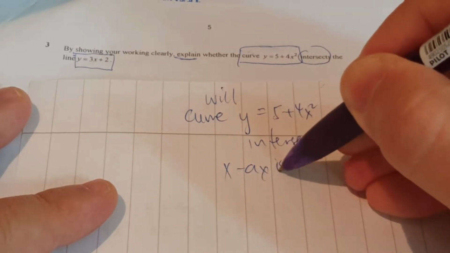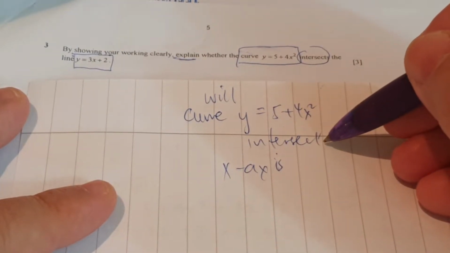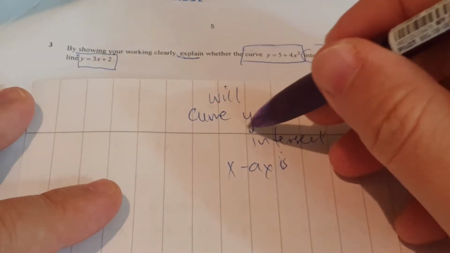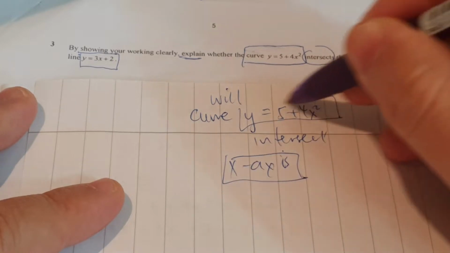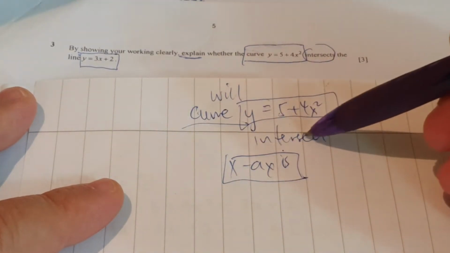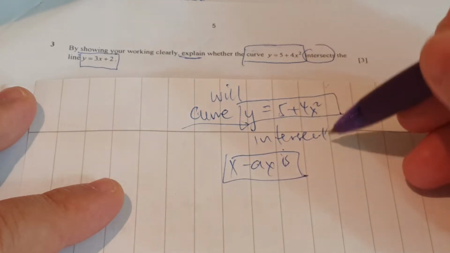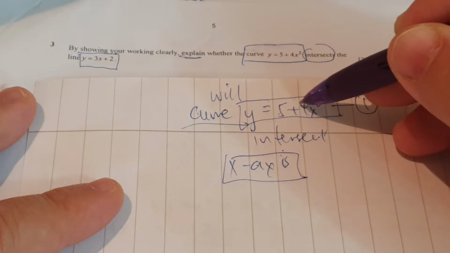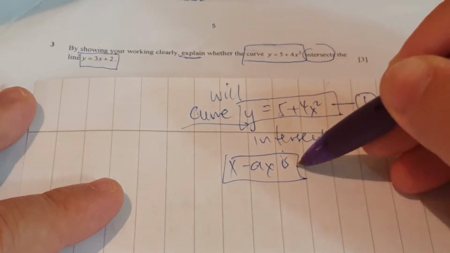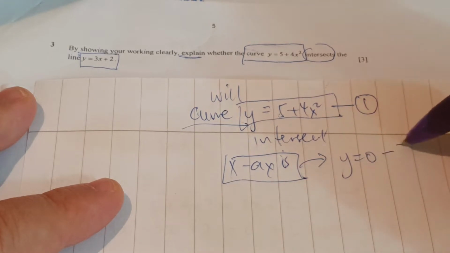the x-axis, or whether there's one solution, two solutions, or no solution, right? So for such questions where a curve intersects an x-axis, at how many points and all that, it's very straightforward, because this is y equals 5 plus 4x squared, right? For the x-axis the equation is actually y equals 0.